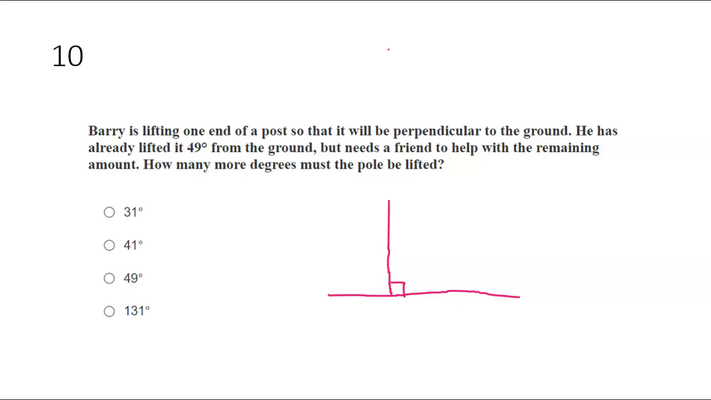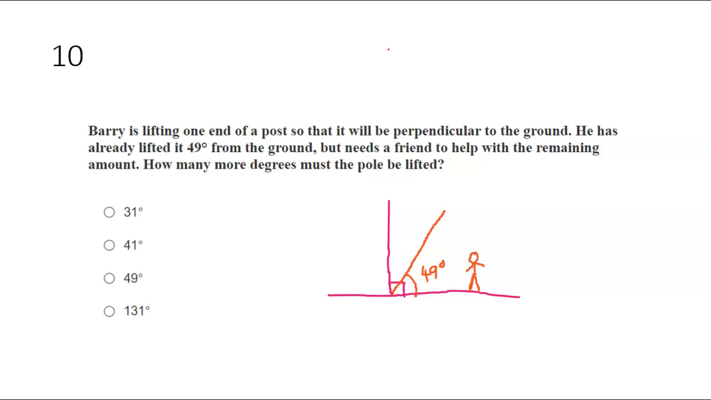He has already lifted it 49 degrees. So I'll change my color here so I can see what's happening. So he's already lifted it 49 degrees. And I'll just label this here. And he needs a friend to help him with the rest. So here's Barry standing here. Not really necessary to draw him, but he's trying to lift this thing up.